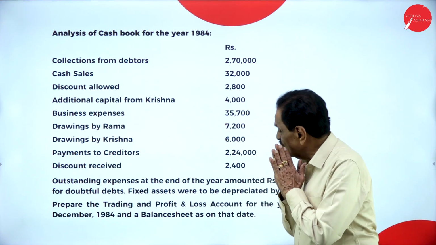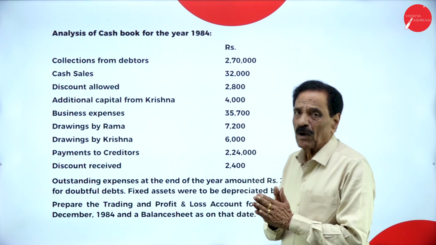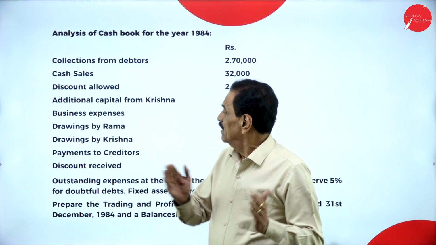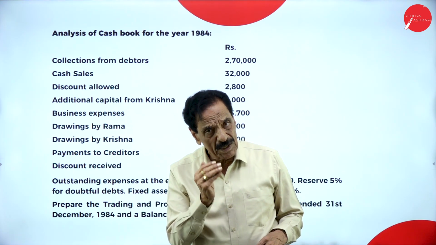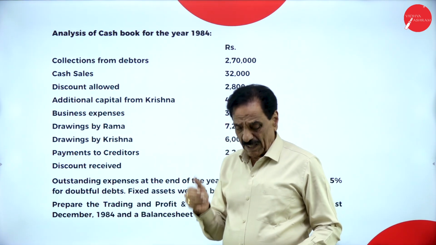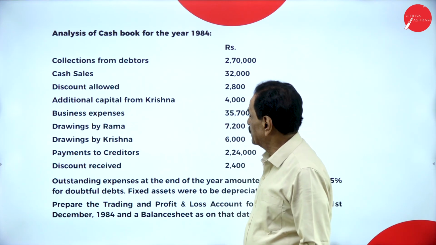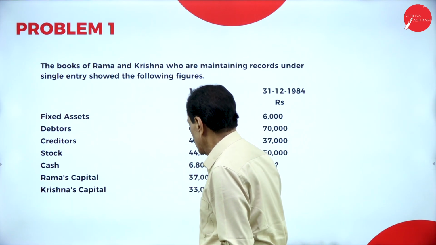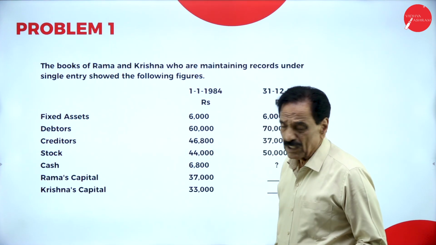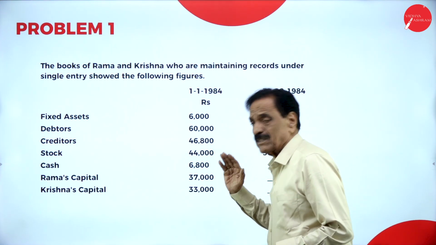Now, what are the things to be borne in mind? For every problem, we have to prepare debtor account and creditor account. If analysis of cash book is given, you have to prepare the cash account. There's a maintenance of capital, but they have given the capital already. We have got Rama's capital, we have got Krishna's capital. Question of statement of affairs does not arise at all because we already got the capital.